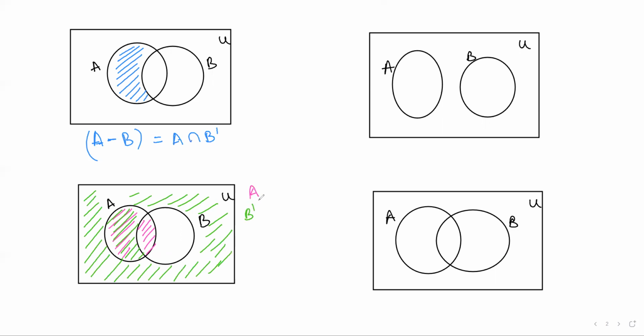You're taking the common region in these two regions. So what is common in these two regions? Let's denote it by red. This part is common in both the regions, A as well as B complement. Hence, the same figure A minus B in the initial figure can be called as A intersection B complement.